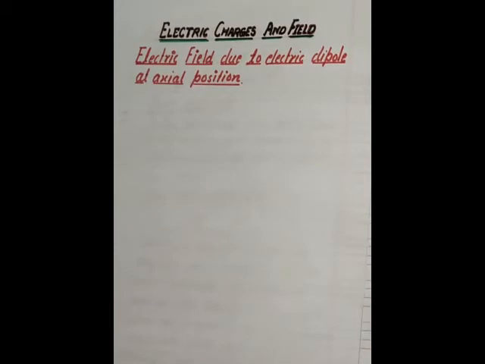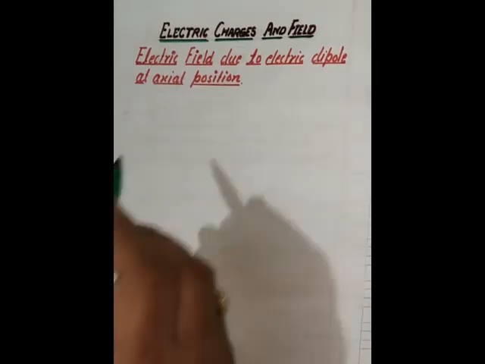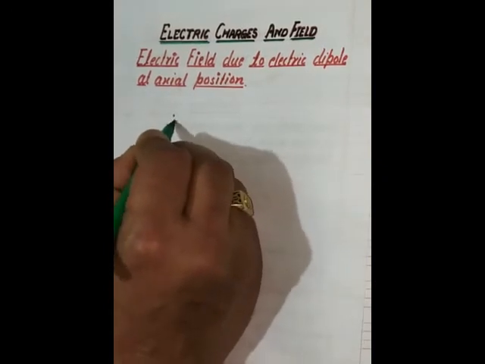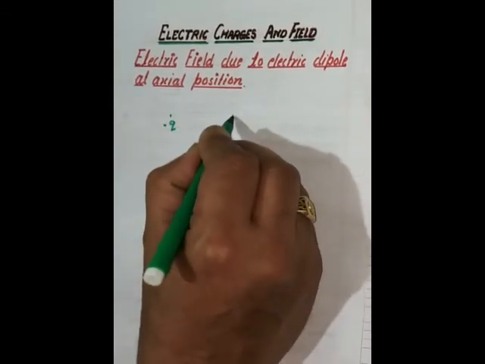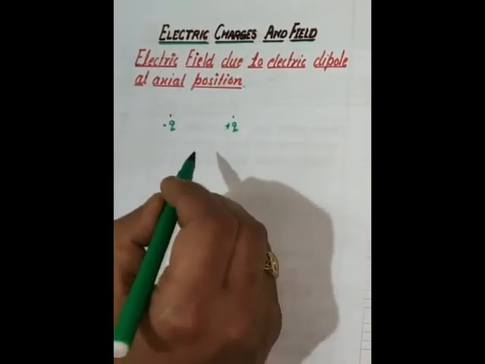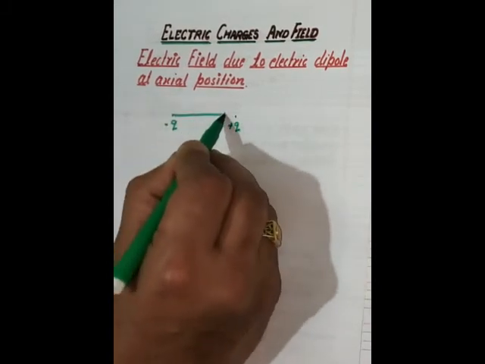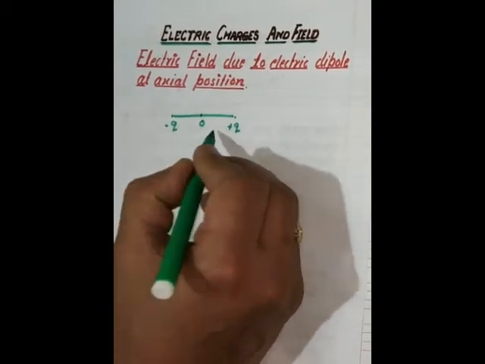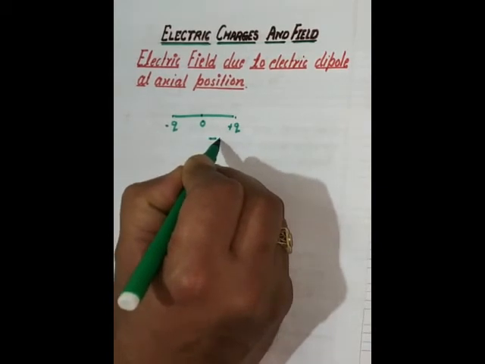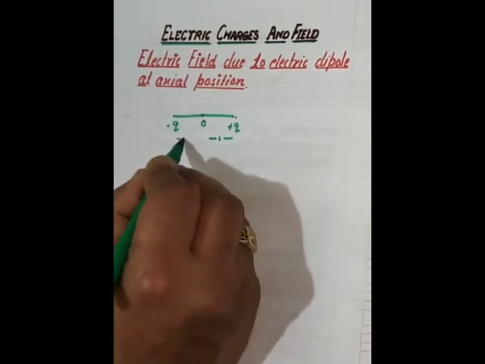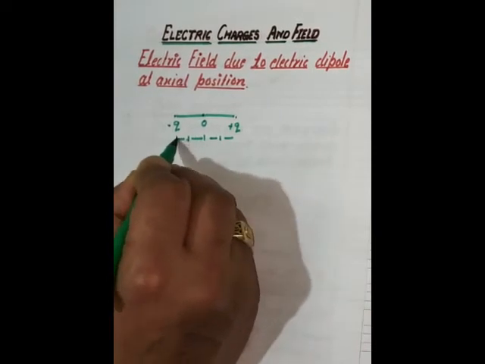Suppose there is a dipole with negative Q and positive charge, positive Q. The starting point O. The distance between these 2 points is L, and between these 2 points are again L. You know about that one.